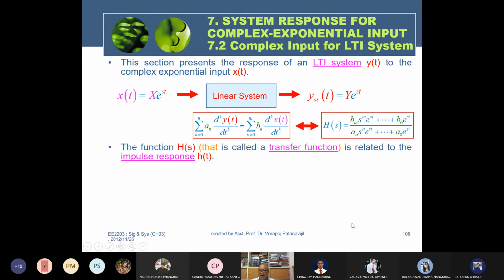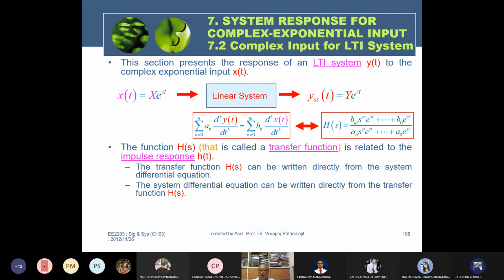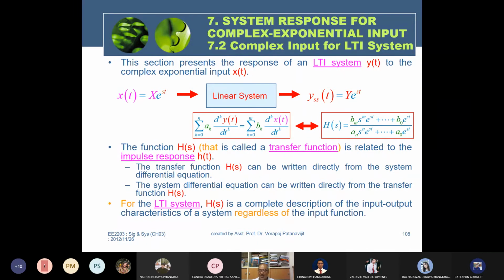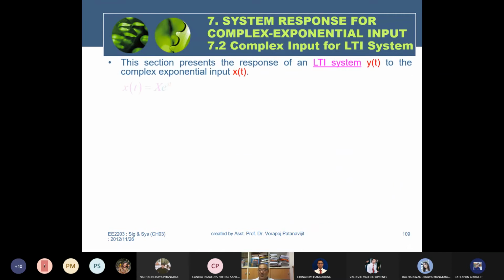Now, the function H(s) is called the transfer function, and is related directly to the impulse response h(t). The transfer function H(s) can be written directly from the system differential equation, and the system differential equation can be written directly from the transfer function too. For the LTI system, H(s) is a complete description of the input and output characteristic of the system, regardless of what the input function is. This section presents the response of the LTI system y(t) to the complex exponential input.